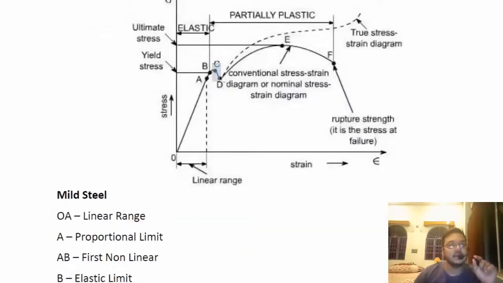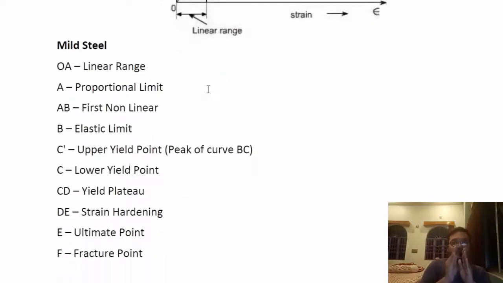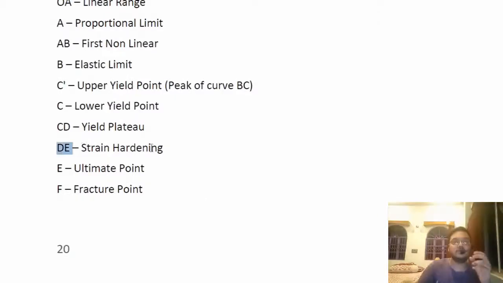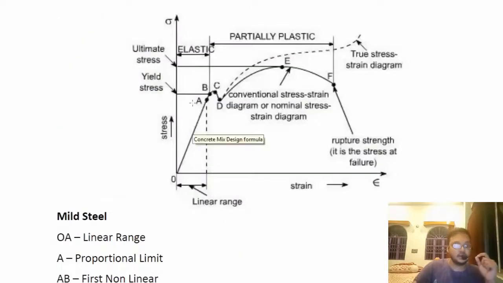Next we have CD. As you know, it is the yield plateau, and though in this graph it is shown going downward, in most cases it is a straight line for a very small duration of time. For a small period it will show a straight line when we are doing this stress strain analysis on a particular steel.